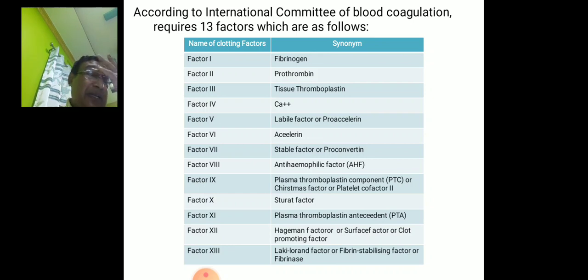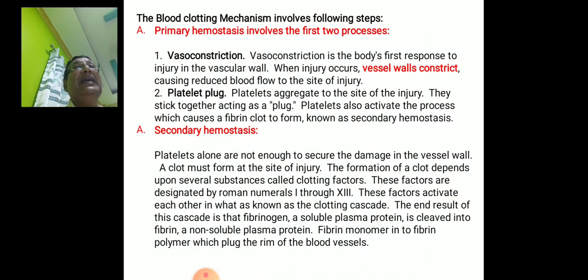Now, these 13 factors act differently. Some act in the extrinsic way, some in the intrinsic way, some in a common pathway. Ultimately, it helps in blood coagulation. So, in my next slides, I will show the basic mechanism of blood coagulation. It can be studied in the following steps.